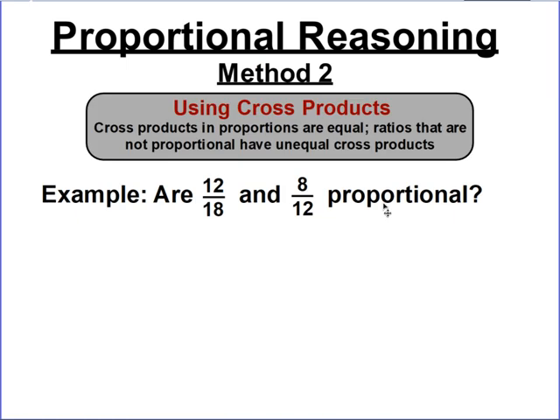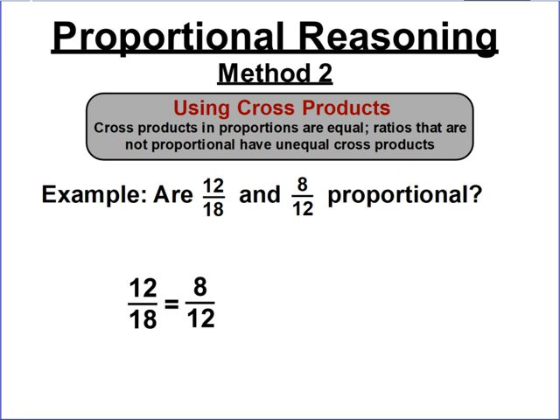Let's move on to method 2, cross products. You have been using this for most of the school year to determine greater than, less than values for fractions and ratios. Now we can use it to determine proportionality. So 12 to 18 and 8 to 12, same two ratios that we started with in the first example. So we already know they're proportional. Let's do our cross products, or butterfly method as some of you know it, to see if they're proportional.